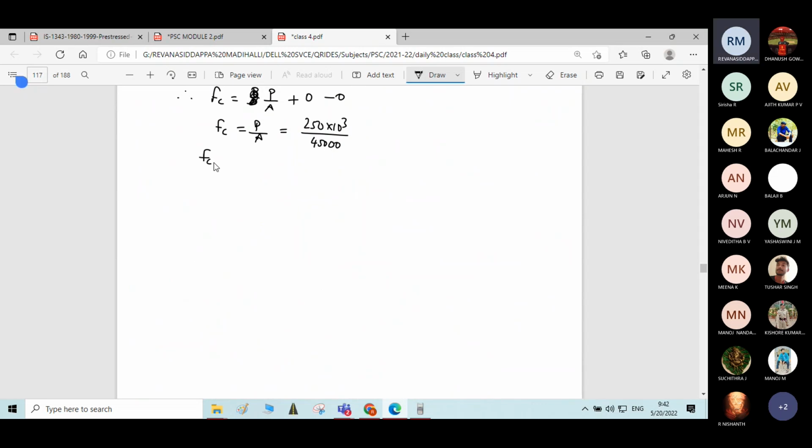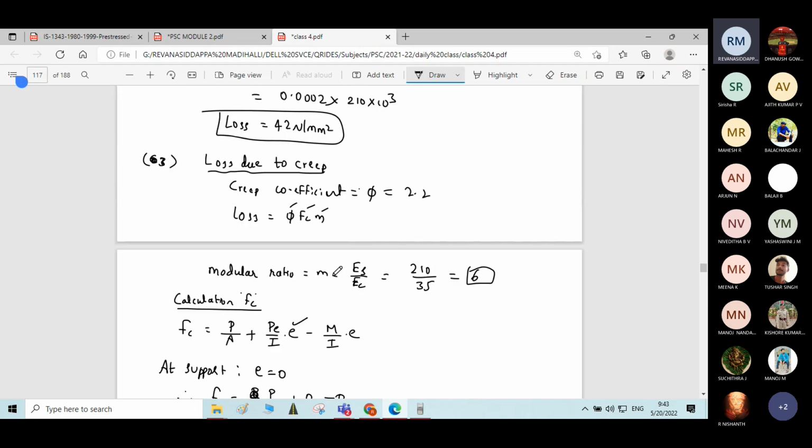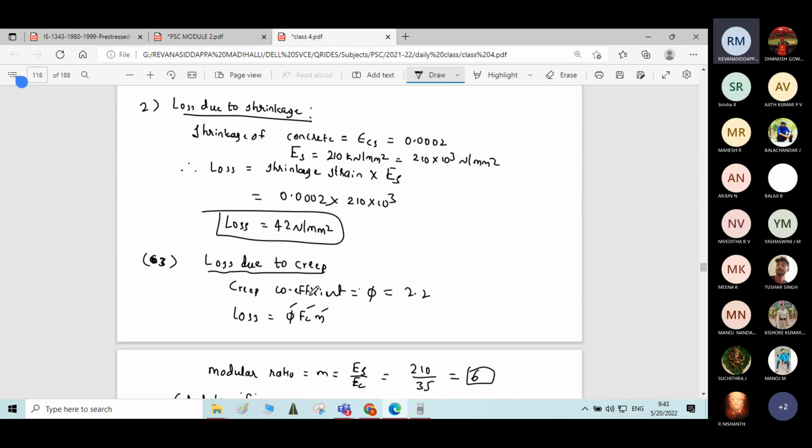Therefore, FC at support is equal to 250 into 10 power 3 divided by 45,000. If you calculate, you will get 5.56 Newton per mm square. Okay, now we got stress in concrete at the level of steel at the support.